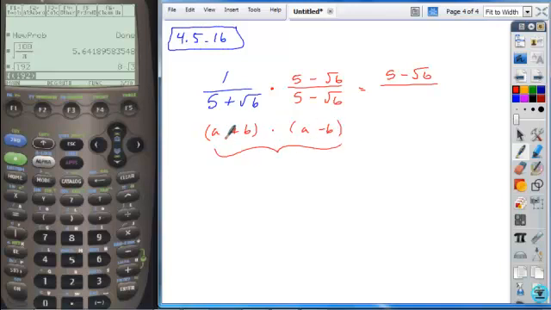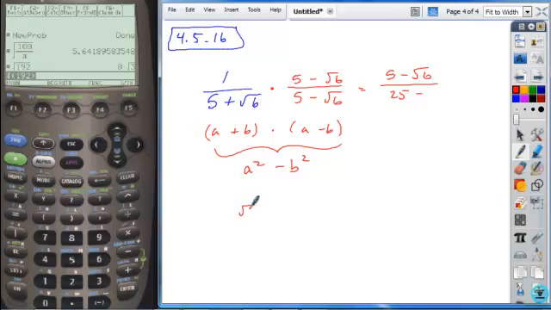you multiply them, you're simply going to take your first term and square it. The outer and inner products are exact opposites of one another, so they cancel out. And then it's your last terms squared. So here what we really get is 5 squared, which is 25, minus root 6 squared.